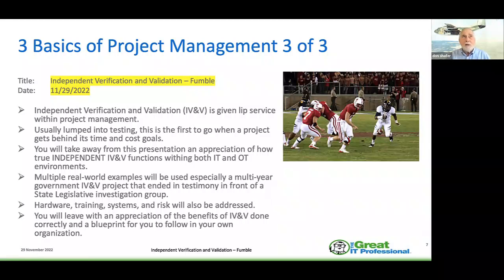And I look at it as a fumble because it's one of those areas that is either overlooked, addressed in the breach, or completely not even thought of. Also within project management, it's usually not project managers who are there on the ground doing the work. It's usually senior managers that really don't think that it adds value.